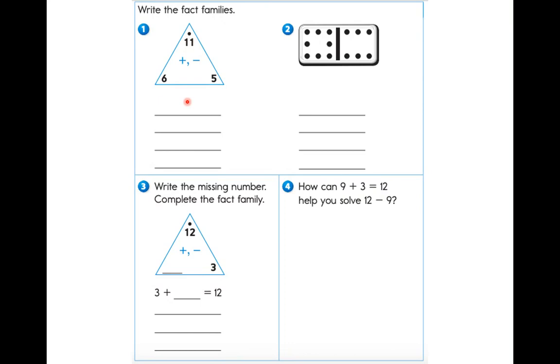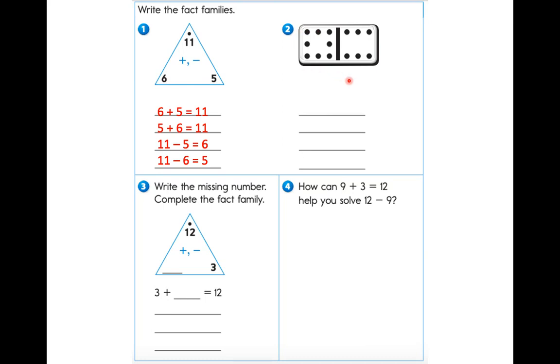So we can write our two addition facts and two subtraction facts for this fact family as 6 plus 5 equals 11, 5 plus 6 equals 11. And then for subtraction, remember, we always start with that larger sum. We can't take a big number away from a smaller number. We always start with the big number. 11 minus 5 equals 6, and 11 minus 6 equals 5.